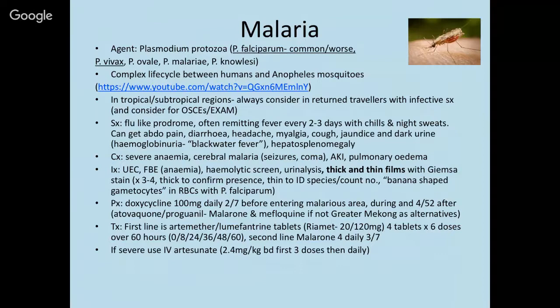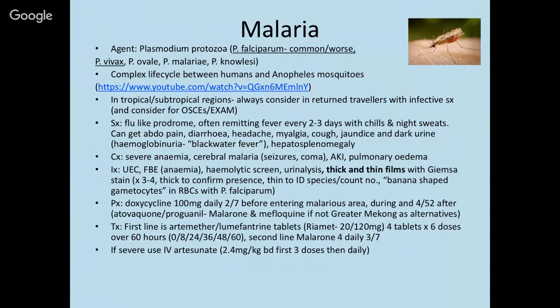Often they can get a flu-like prodrome. Obviously the remitting fever: they get a fever and then they're afebrile again for a few days and then they get a fever again. That's the classic thing for malaria, and when the fever comes down they get the sweats and the chills. That's variable depending on the type of malaria and the patient, but it's still what is pathognomonic for it. They often get abdominal pain, diarrhea, headache, myalgia, all those things.